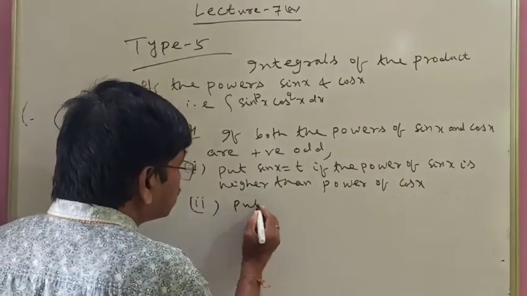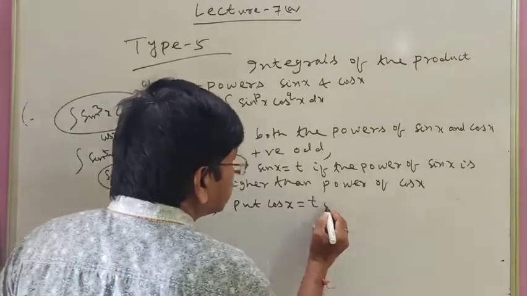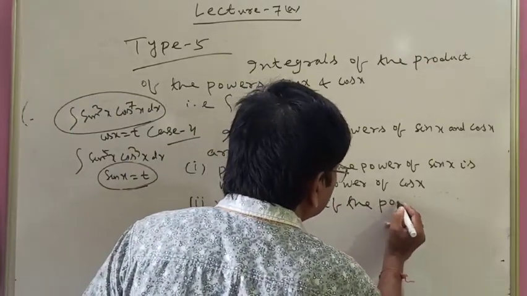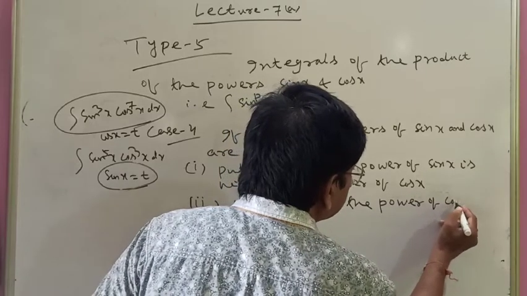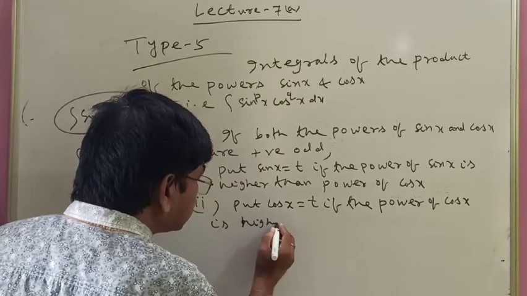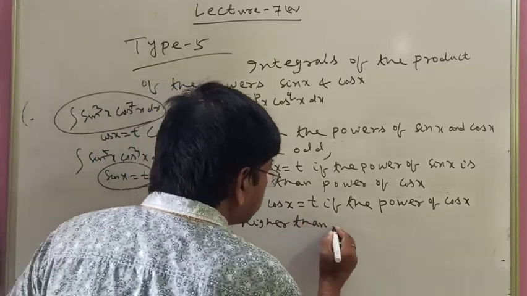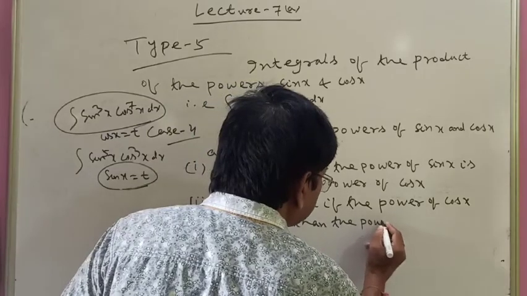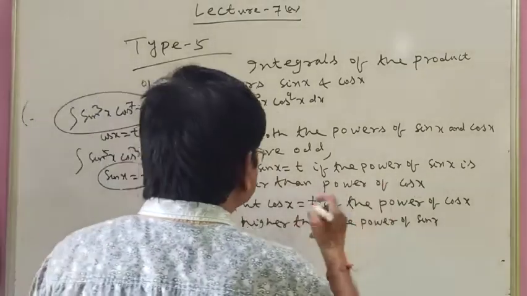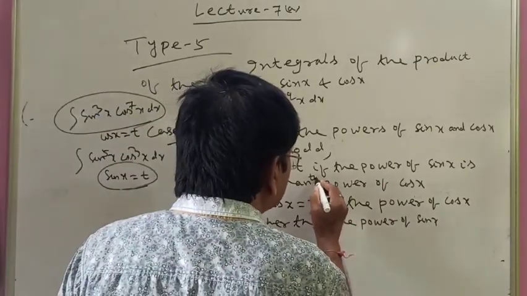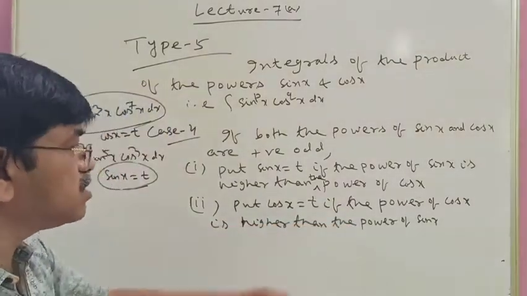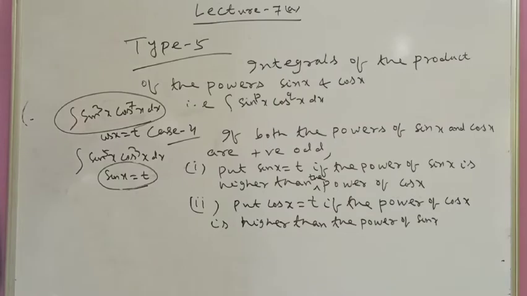So then you have to put cos x equal to t if the power of cos x is higher than the power of sin x. Here, put sin x equal to t if the power of sin x is higher than the power of cos x. And put cos x equal to t if the power of cos x is higher than the power of sin x. So this is your case 4.